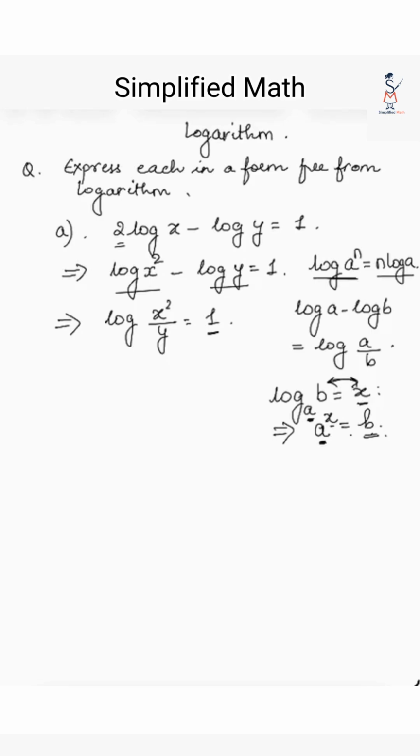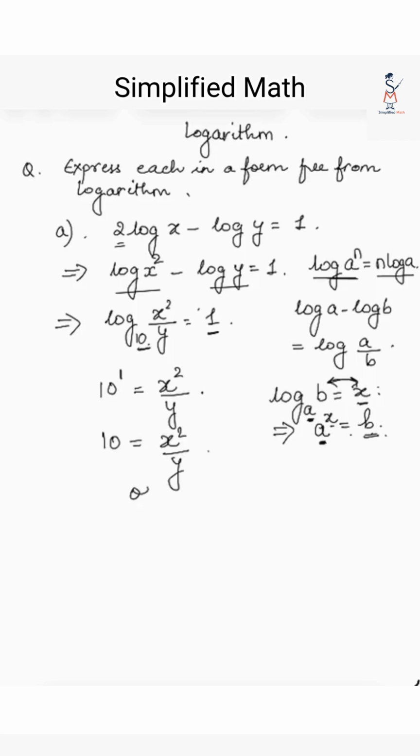Now we know that if there is no base, it means its base is 10. This you should know. So this can be written as 10 raised to the power 1, the 1 will come as the power on 10, and this is equal to x square by y. So 10 is equal to x square by y. This is an expression which is free from log.